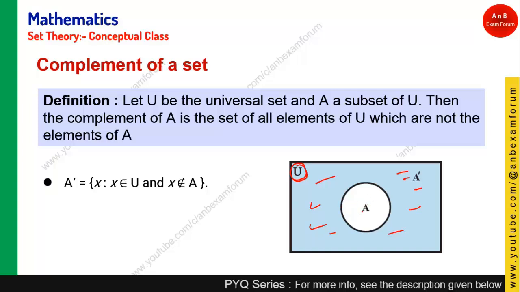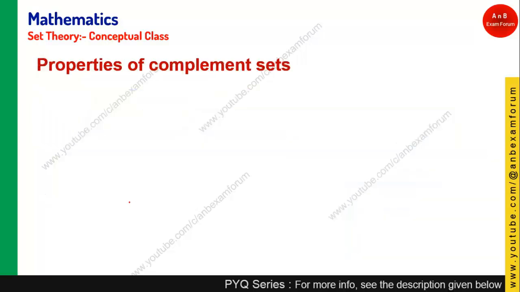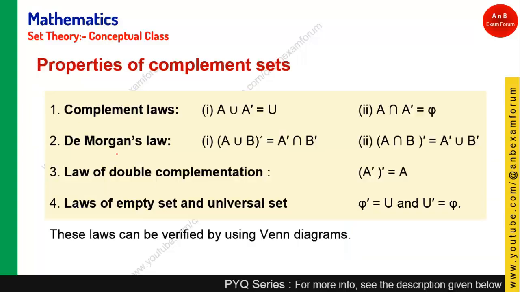Obviously the complement of A will be U minus A, the elements which are present in U but not in A. So this is again one property of the complement of a set. If you see the properties of complement, the important one is De Morgan's law. The complement of A union B will be A complement intersection B complement: the complement will come to each set, and the sign will be reversed.